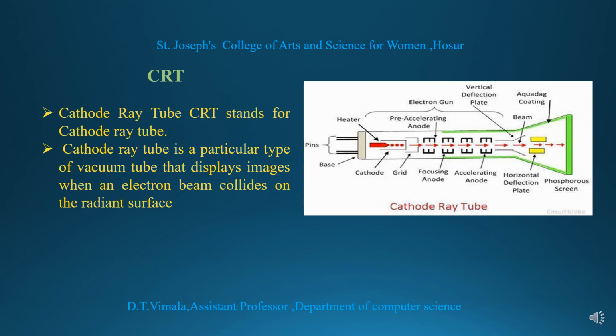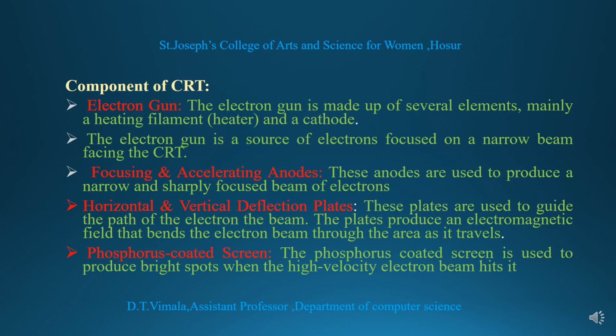In the cathode ray tube, we see there is an electron gun. Here we generate the beam, and it is one type of heater. What are the components of CRT? Electron gun. The electron gun is made up of several elements, mainly a heating filament and a cathode. The electron gun is a source of electrons focused into a narrow beam facing the CRT, and then focusing and accelerating anodes. These anodes are used to produce a narrow and sharply focused beam of electrons.